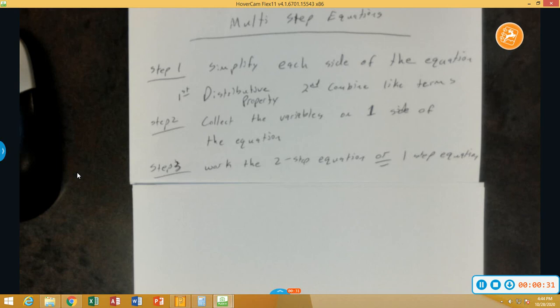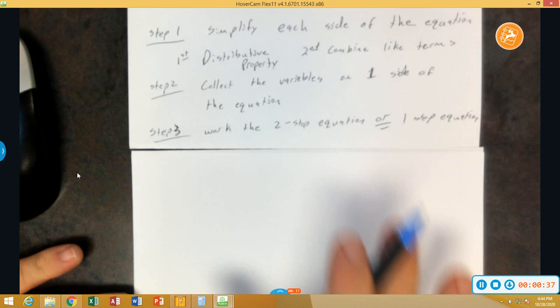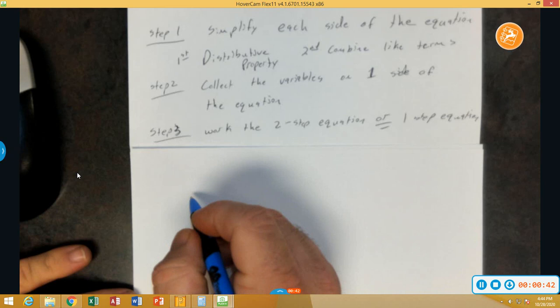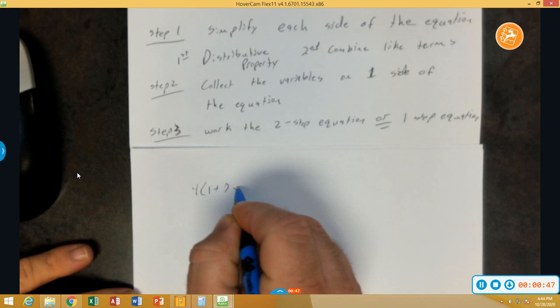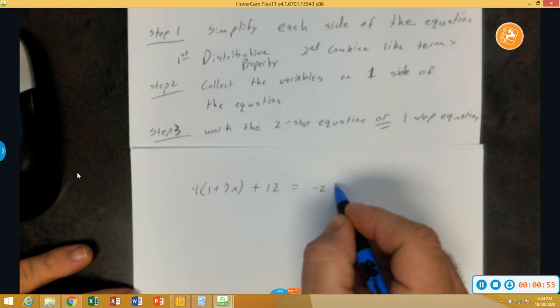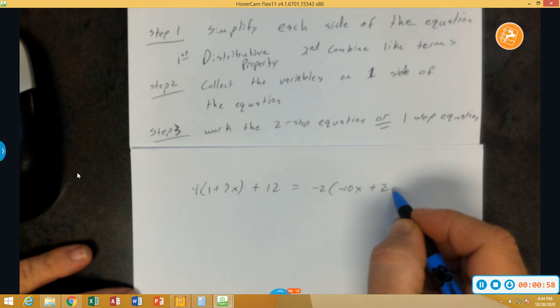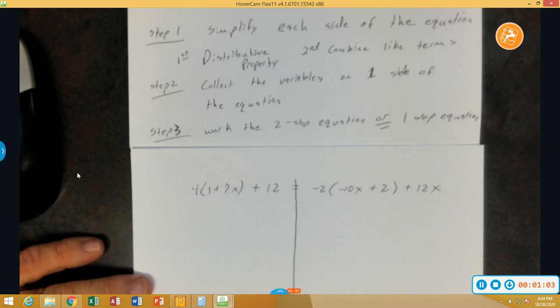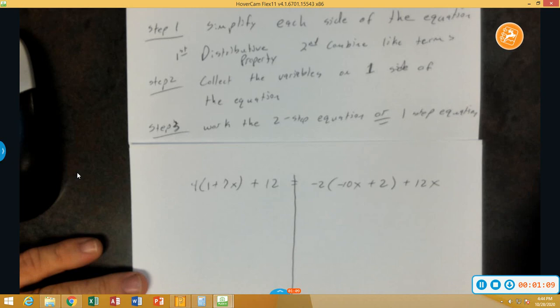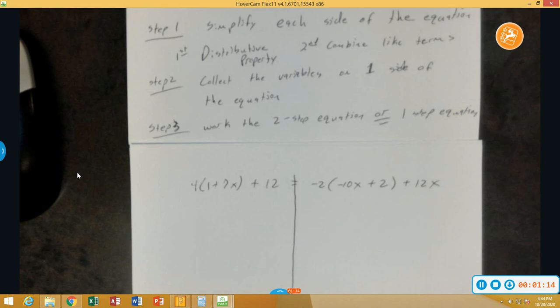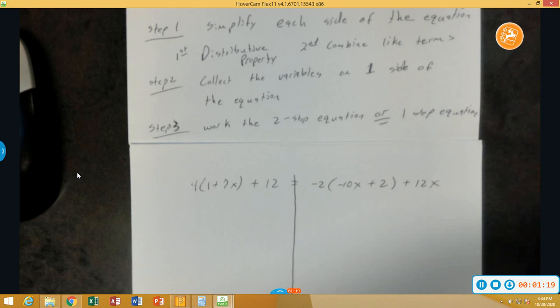We're going to just do some complex problems, because if you can work the complex ones, you can work the simpler ones. So let's start off with 4 times (1 plus 7x) plus 12 equals negative 2 times (negative 10x plus 2) plus 12x. This is a long, drawn-out problem and it looks hard, and in some instances it really is more difficult. But if you take it step by step, take your time, write things down, and keep up with what you're doing, it makes it easier.